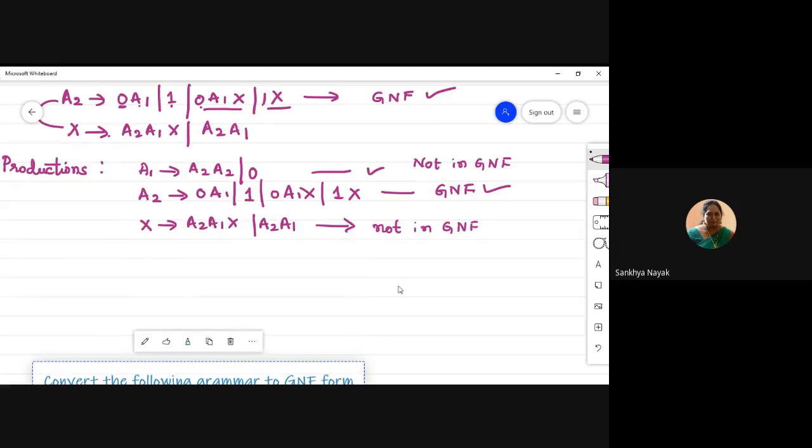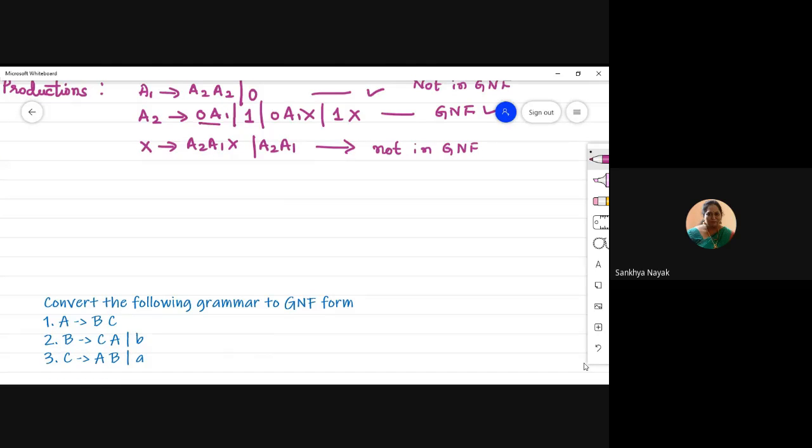It's quite simple. Now A2 is in GNF format, right? So just substitute A2 over here. Then you are going to convert everything into GNF format. So let me call this as A, B and C. A is already in, B is already in GNF. Now if I take the production A, I am going to substitute A2 in RHS.